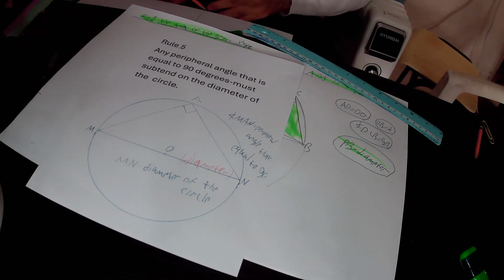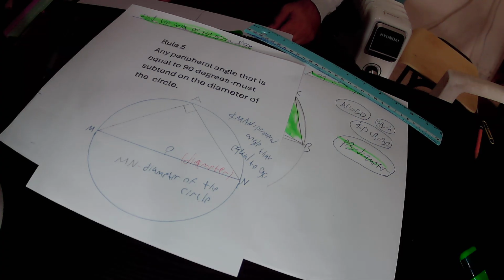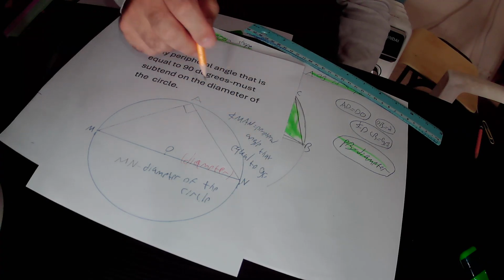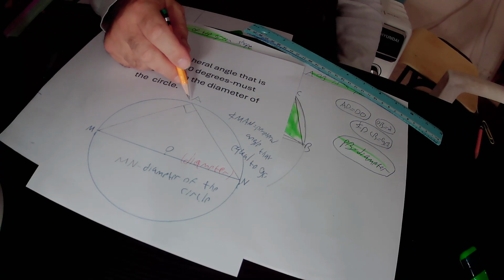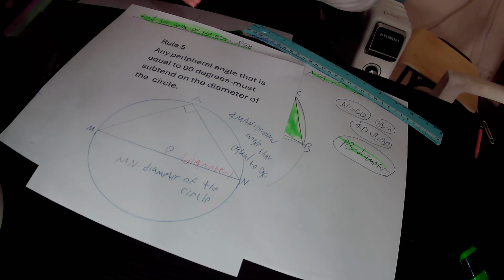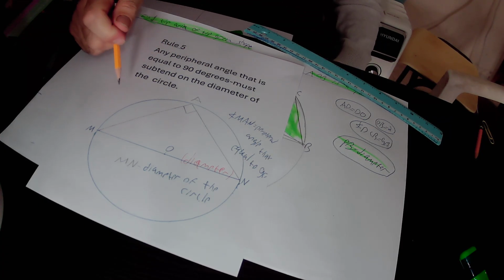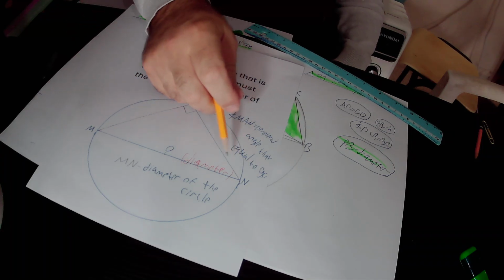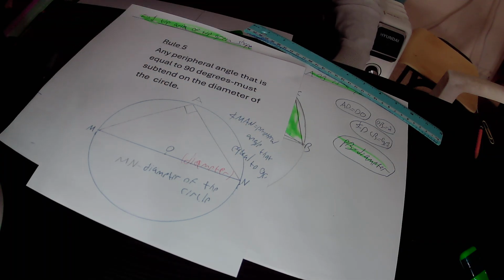According to rule 5, any peripheral angle that is equal to 90 degrees must subtend on the diameter of the circle. At the moment we have peripheral angle MAN that is equal to 90 degrees in size, and therefore according to rule 5, peripheral angle MAN must subtend on MN, that is the diameter of this circle. Why? Because it is equal to 90 degrees in size.